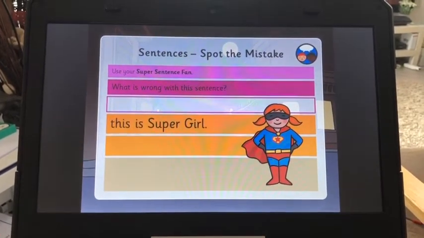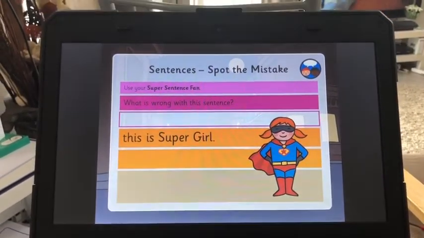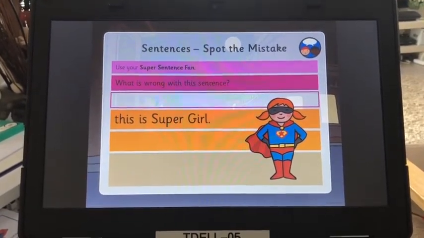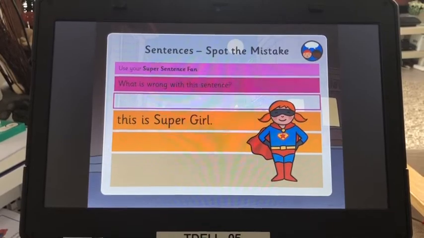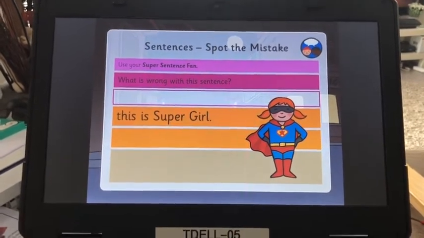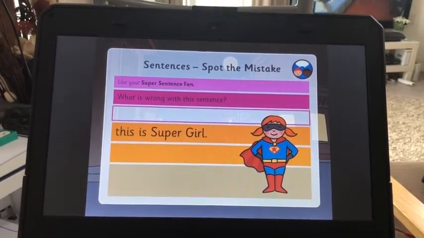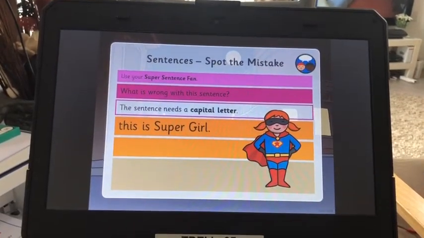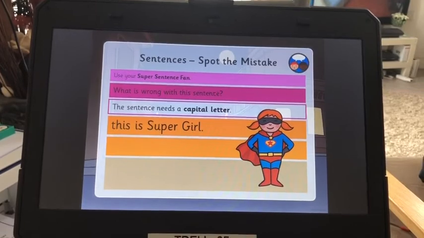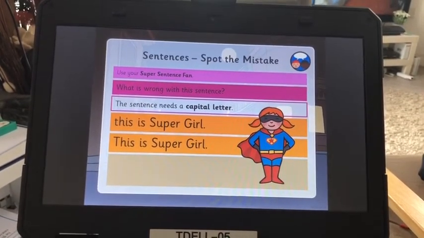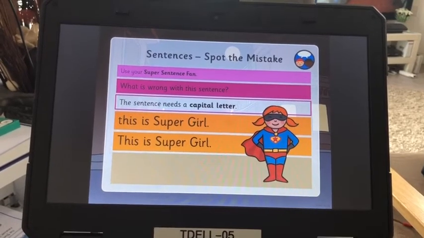What is wrong with this sentence? If you could take a second just to talk to somebody that's near you or just shout at the screen. What does it need? It needs a capital letter at the beginning. The sentence needs a capital letter. If you said that, then you are absolutely right. This is Supergirl. And that is the correct sentence.